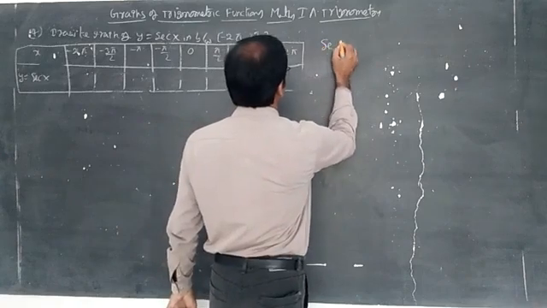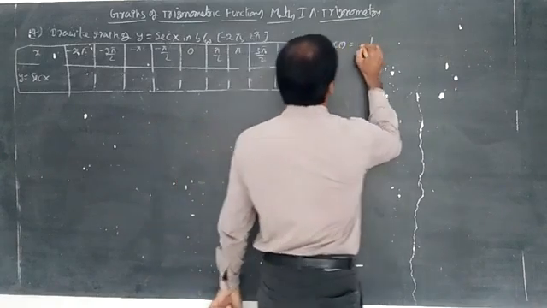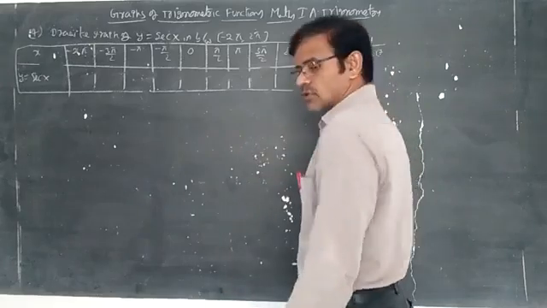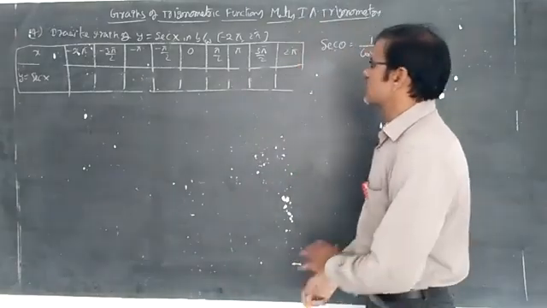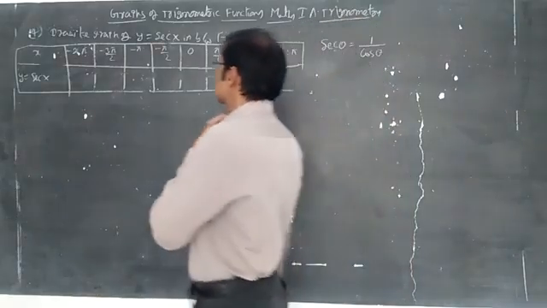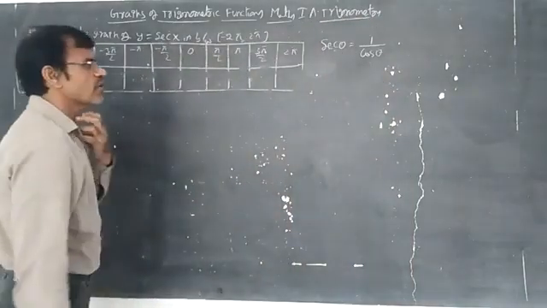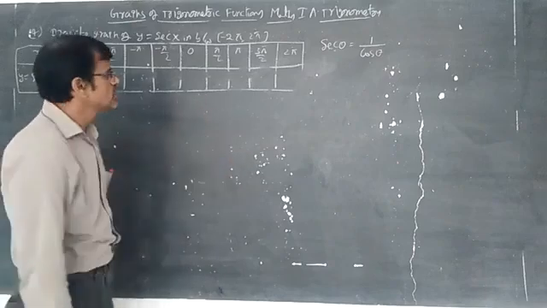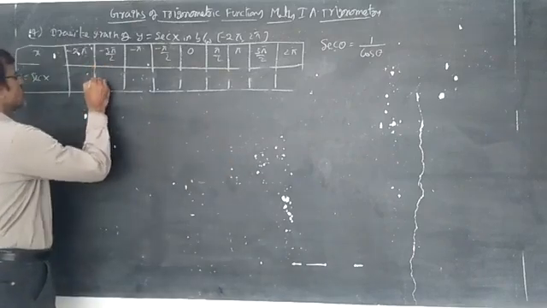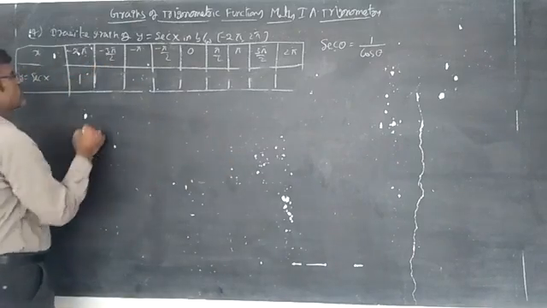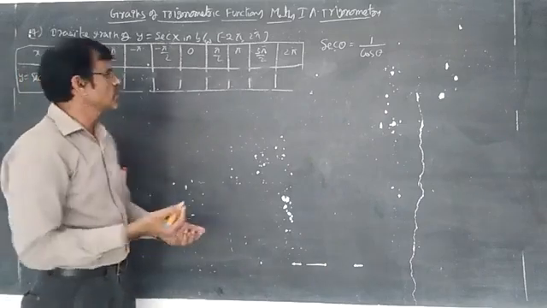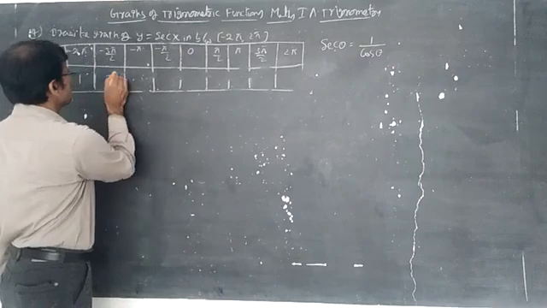Remember that secant theta is equal to 1 by cos theta. So depending upon the cos values, cos 2 pi is 1, which is nothing but cos 0. See the table of cos: cos 2 pi is 1, so 1 by 1 becomes 1. For an odd multiple of 90 degrees, cos is equal to 0, so 1 by 0 becomes infinity.